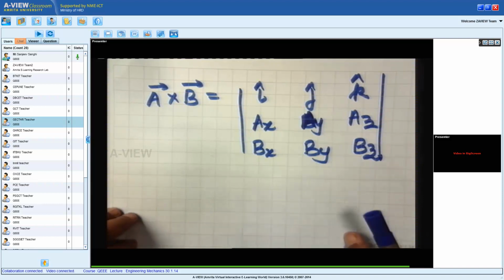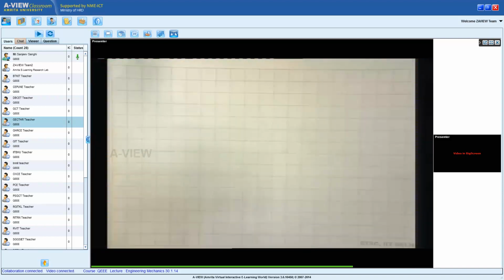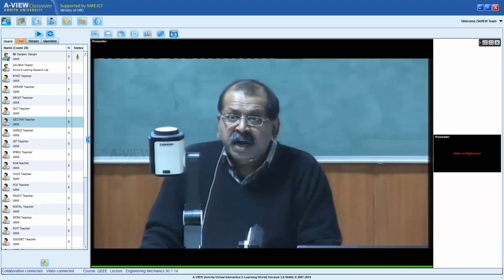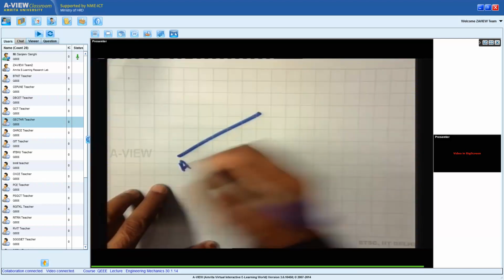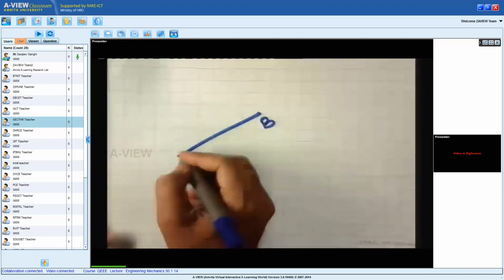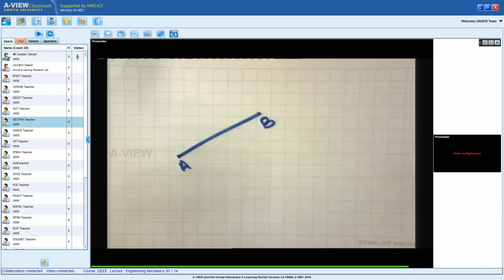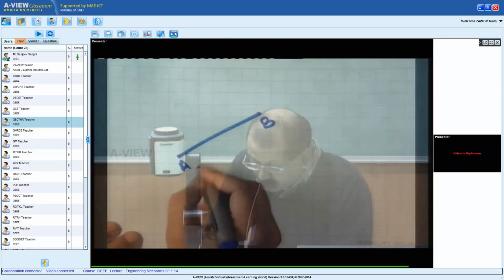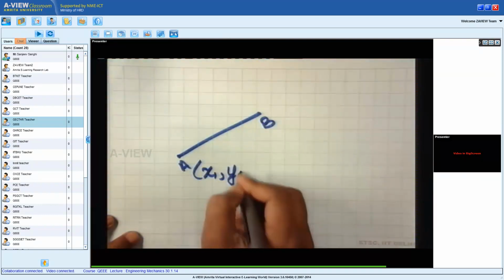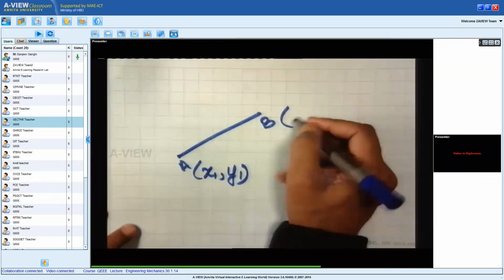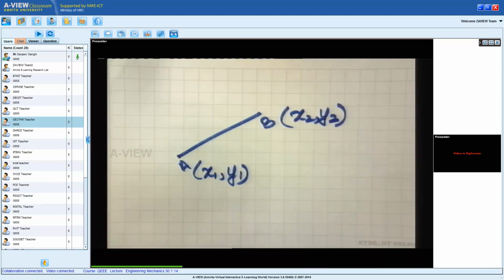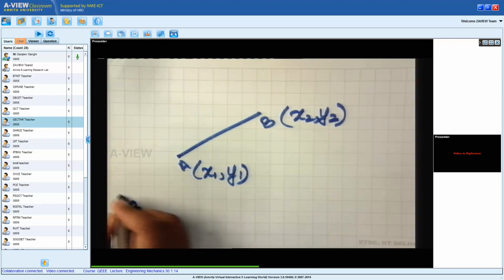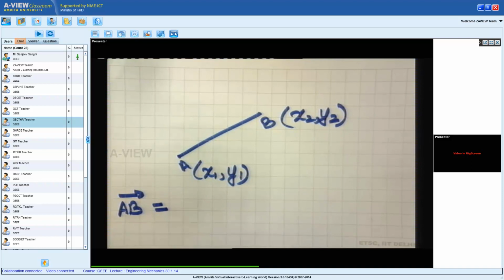Now, one last thing I'd like to do, and this is something important, something you may not have seen, and which will be used many times in mechanics. Suppose I have a vector which is directed along B. Let the coordinates of A be x1, y1. Let the coordinates of B be x2, y2. So now, how do I write the vector AB?